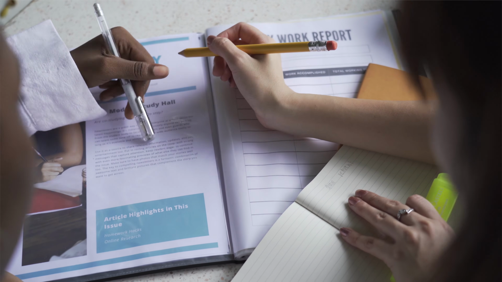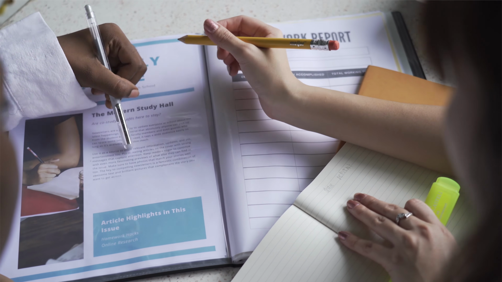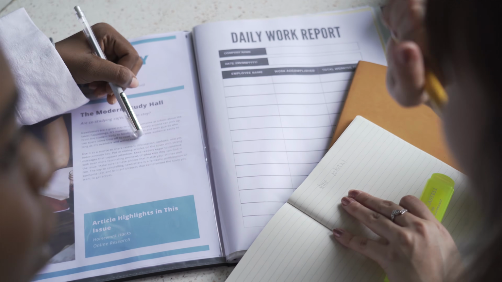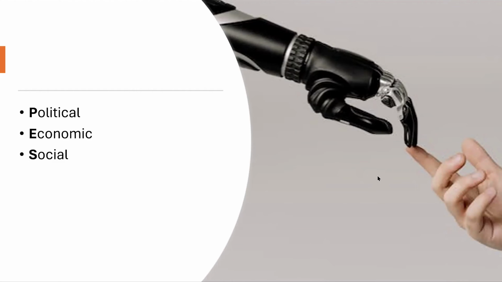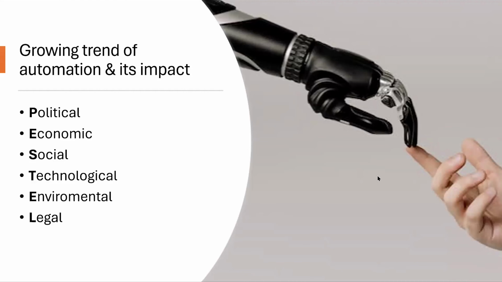Let us go through the most commonly used framework in WAT and GD, which is PESTEL. It starts with political, economic, social, technological, environmental, and legal. For example, if you have a topic, growing trend of automation and its impact, you can start with a political point, which is you can consider government policies on job displacement and reskilling initiatives.